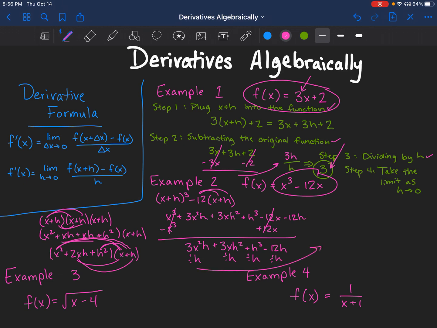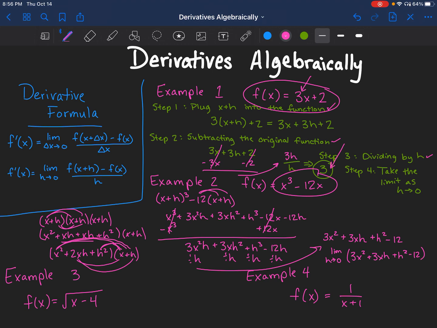Let's see what happens. 3x squared h divided by h leaves me with 3x squared. 3xh squared divided by h makes plus 3xh, still has one h left over. h cubed divided by h still has h squared. Minus 12h divided by h makes minus 12. Last step, take the limit as h goes to 0 of that thing, 3x squared plus 3xh plus h squared minus 12.